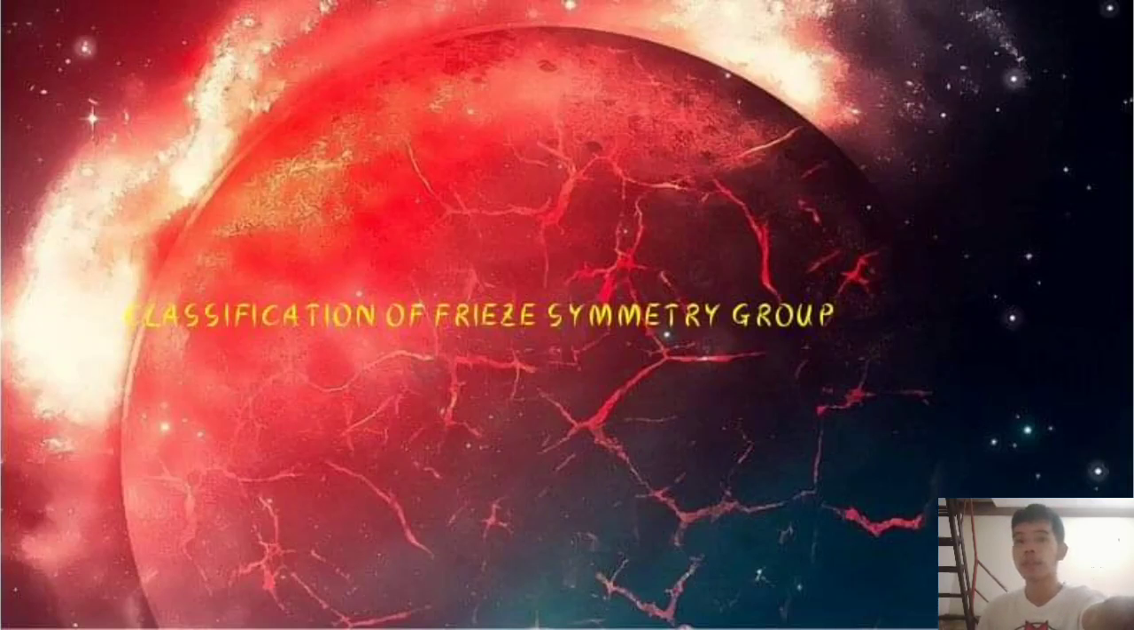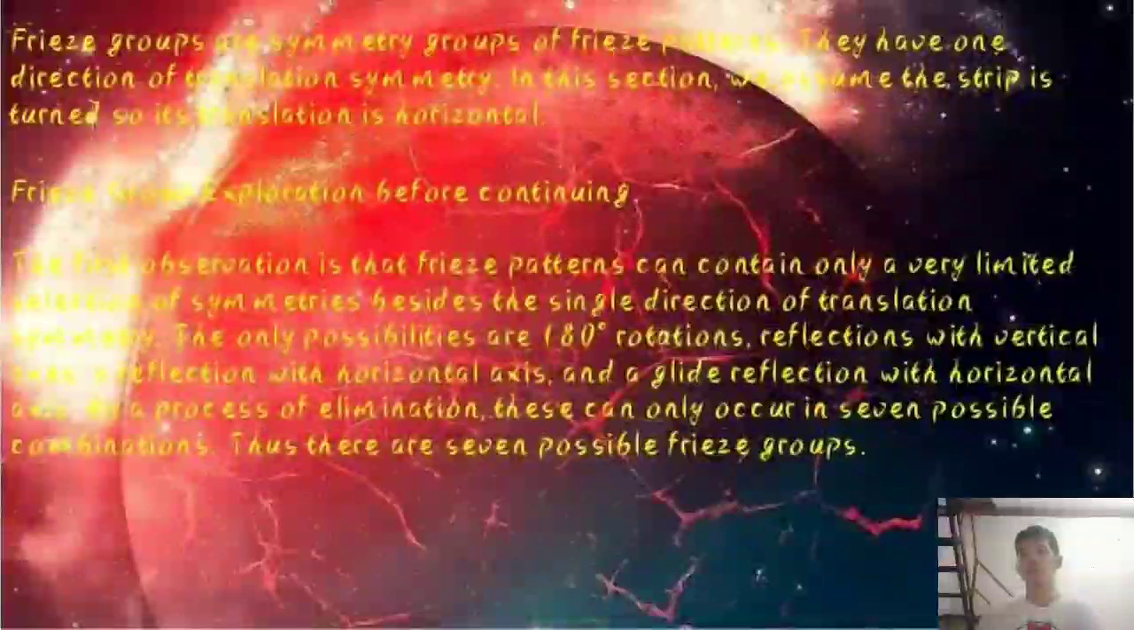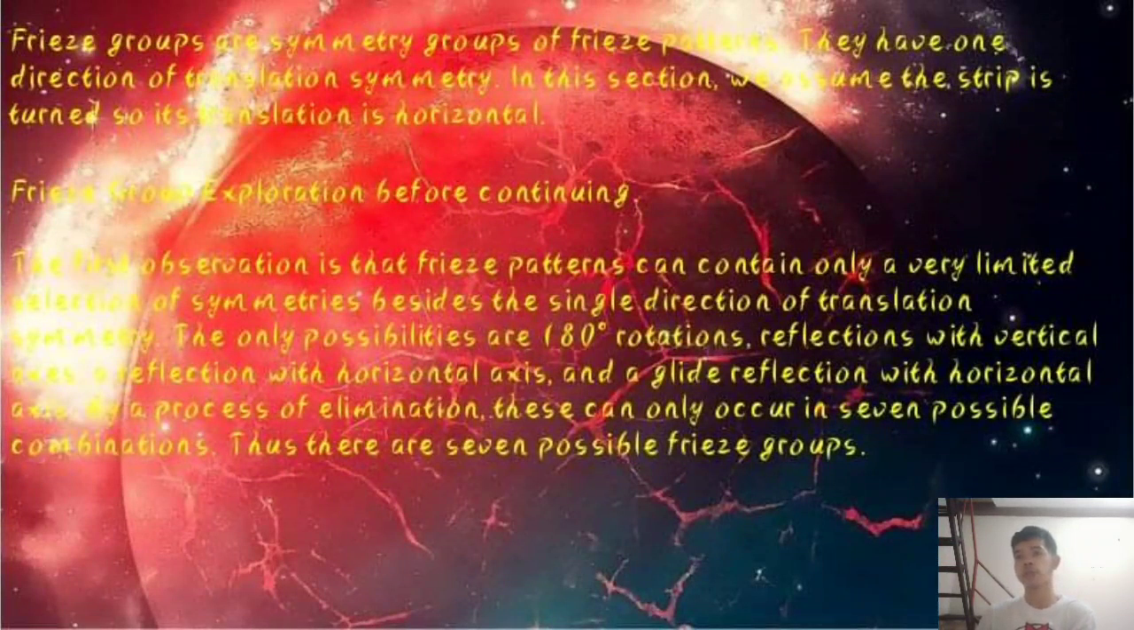Classification of frieze symmetry groups. Frieze groups are the symmetry groups of frieze patterns. They have only one direction of translation symmetry. In this section, we assume that the strip is rotated so its translation is horizontal. Frieze group exploration. Before continuing, the first observation is that frieze patterns can contain only a very limited selection of symmetries besides a single direction of translation symmetry.